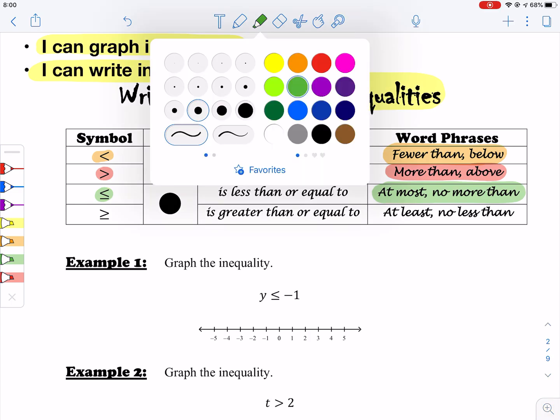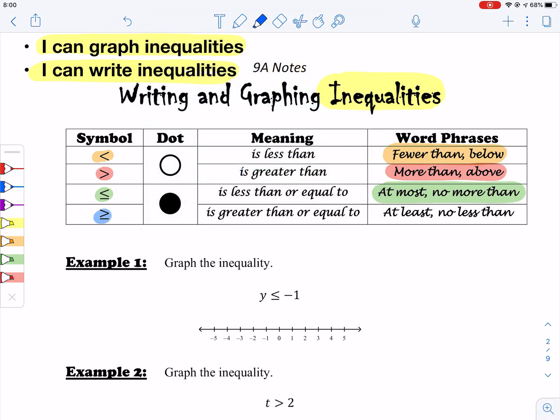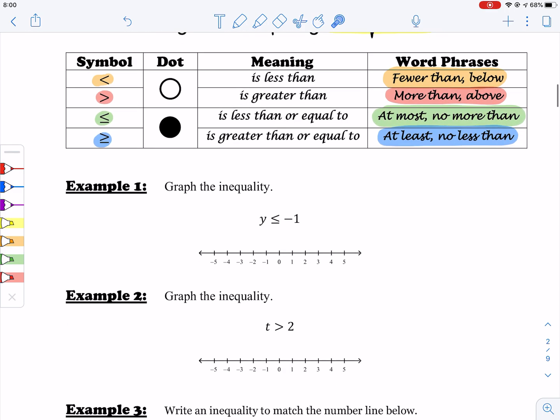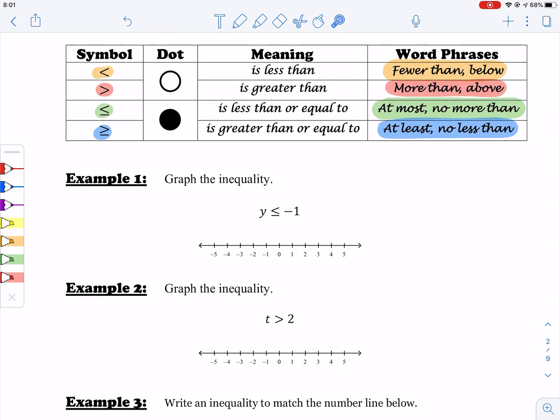And then lastly, we have greater than or equal to, and the phrases that typically represent greater than or equal to are whenever you see at least or no less than. So if they say you have to spend at least $50 to get free shipping, it means you could spend equal to $50 or you could spend more than $50, but you can't spend anything smaller than $50. Okay, and we'll get into how to write those inequalities. Again, this chart up top helps you decide what kind of dot goes on your graph.